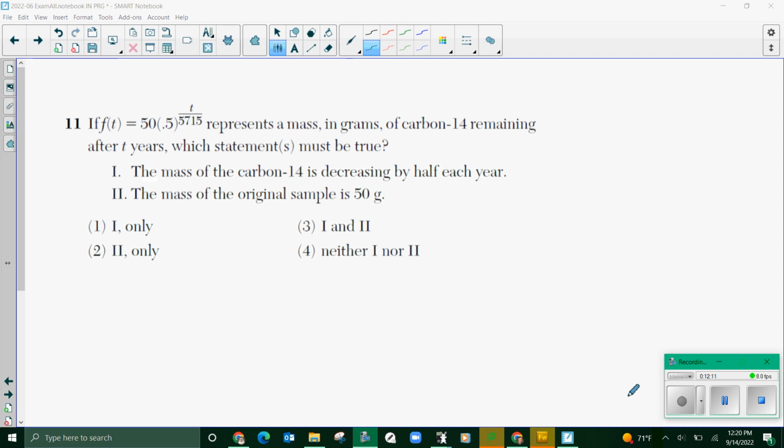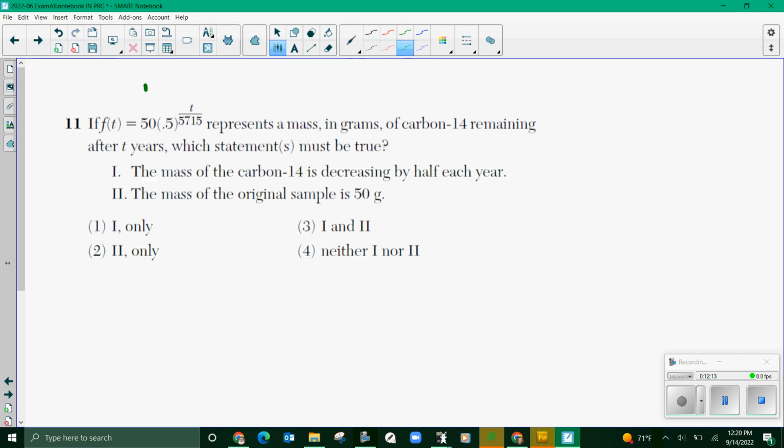Well, I know this value right here represents my initial value, the starting sample. The original sample is 50 grams. That is true. I like that. But let's take a look at choice one, half each year. A lot of people will look at this and say, oh yeah, it is going down by a half. No, no, no.